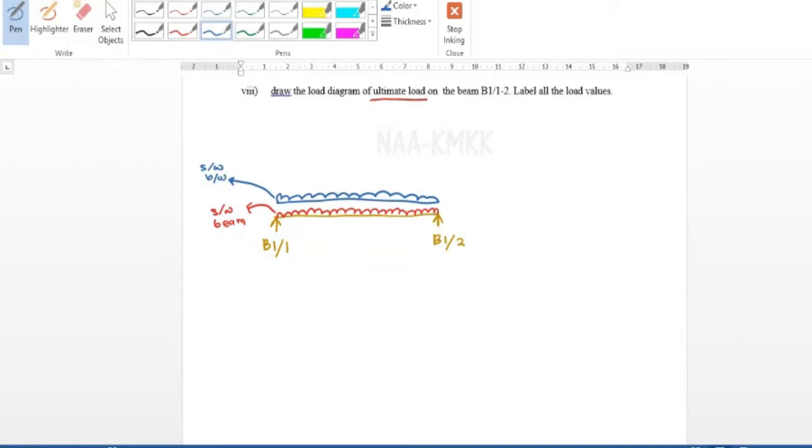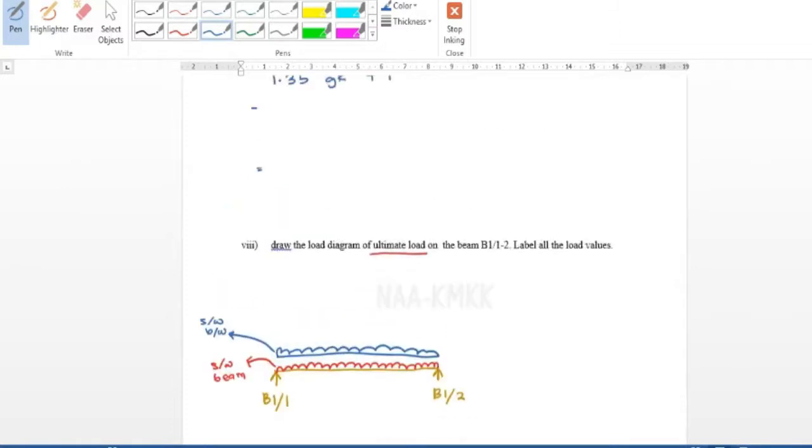Then, as we calculated for question number 4, the slab panels distribute their load to this B1, 12 beam, right? In one way, right? One way. I scrolled up before.